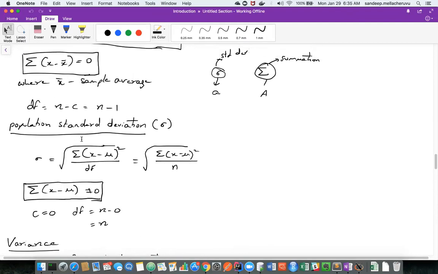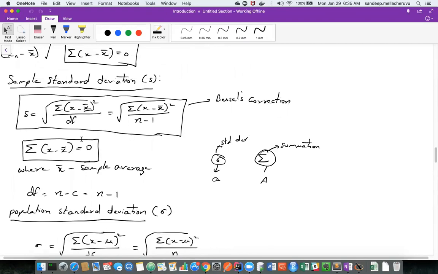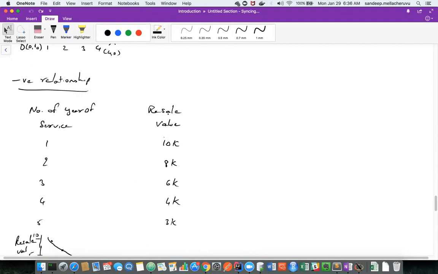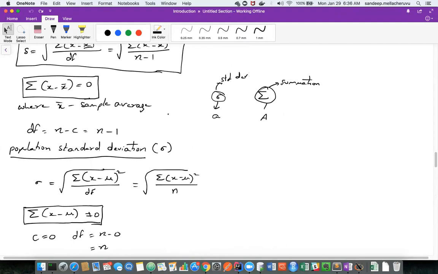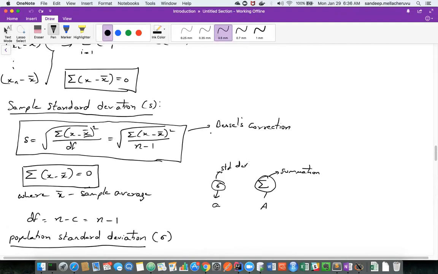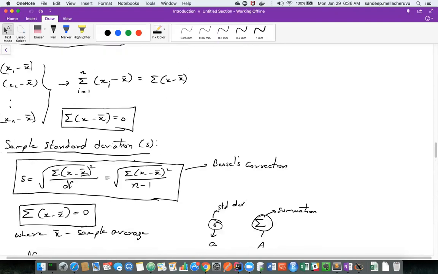So is it clear till now? All this we have already covered, and I have also mentioned this Bessel's correction. So Bessel's correction is the one which is the proof for why there is an n minus 1 in the denominator. But I have just given you the formula, but not the proof.